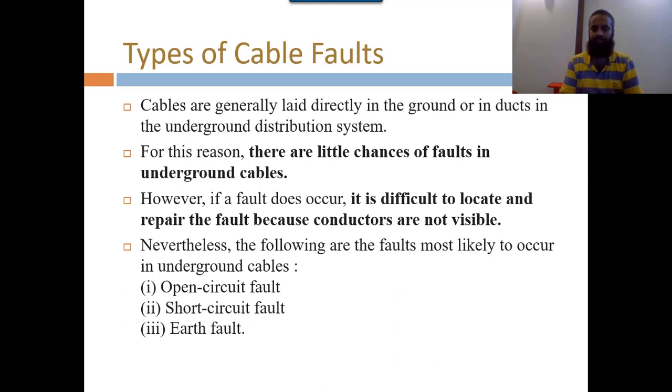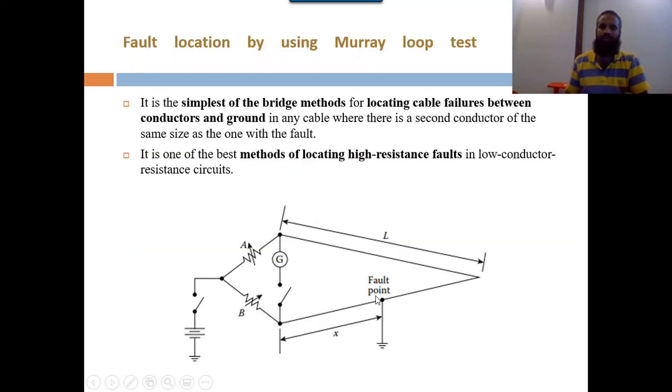And the third fault is that one conductor of the transmission line is cut and it is connected with the ground or the earth. So we have to handle these three kinds of fault. In order to remove this kind of fault, we need to find the location where the fault occurs.